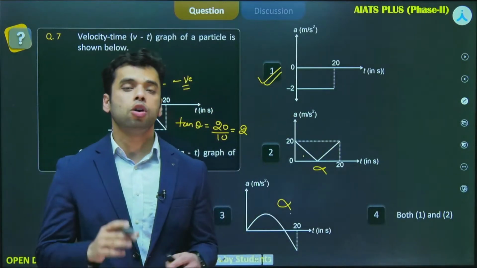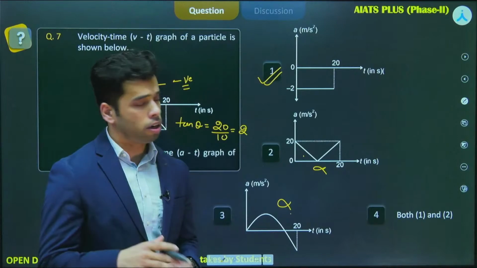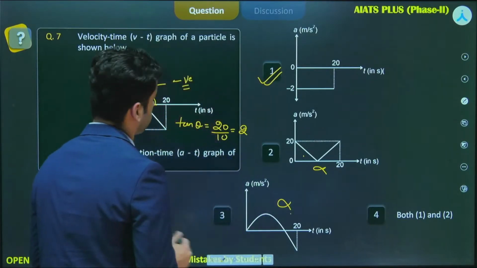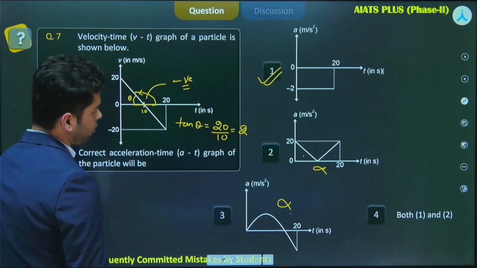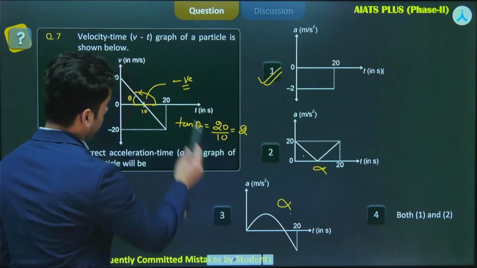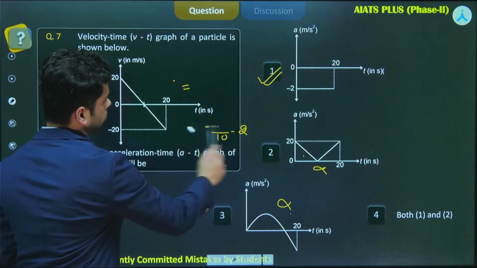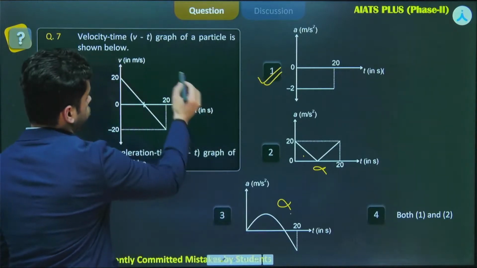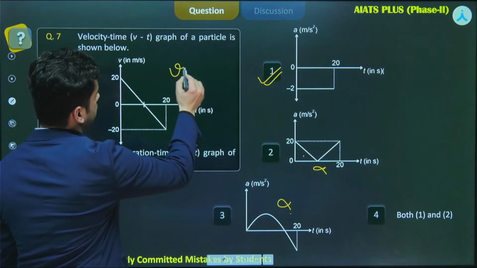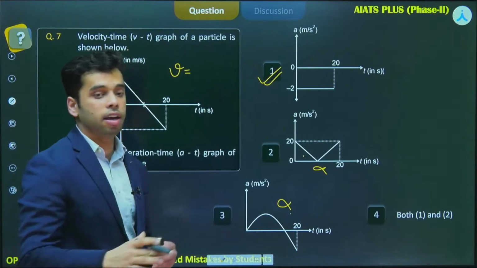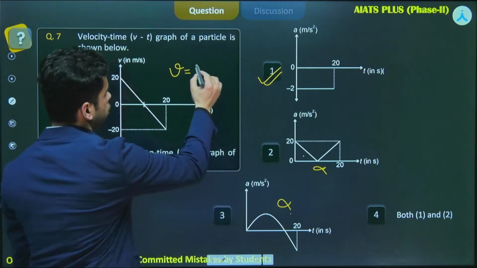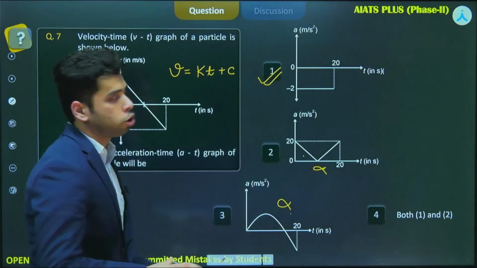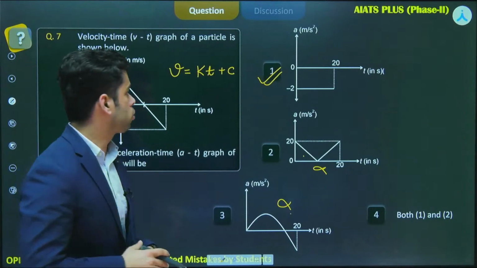If you are not clear with the concept of slope, you can also form the equation, then you can get to the answer. If I try to form the equation for this, let me rub this. You see, I can say that velocity and time have a straight line variation. So the equation should be something like this. V should be equal to kT plus constant. This should be the format of the equation.